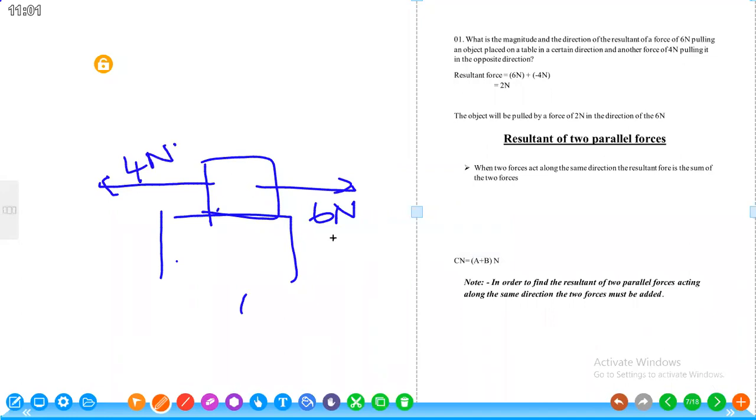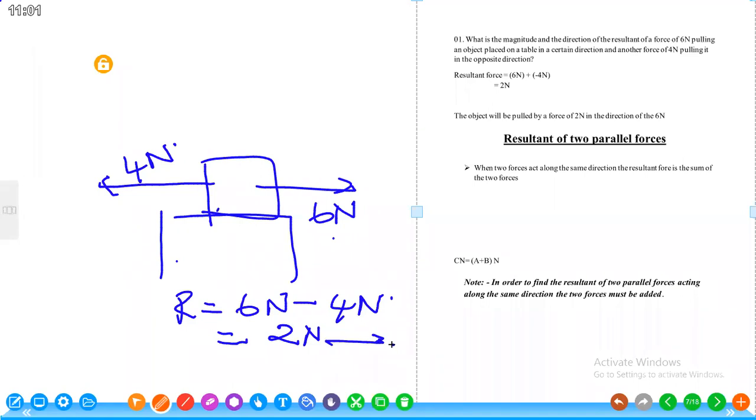The resultant force R is equal to the higher value subtracted by the lower value. So 6 minus 4, that is equal to 2 Newton. Then the direction should be mentioned. What is the resultant direction? The 6 Newton side.